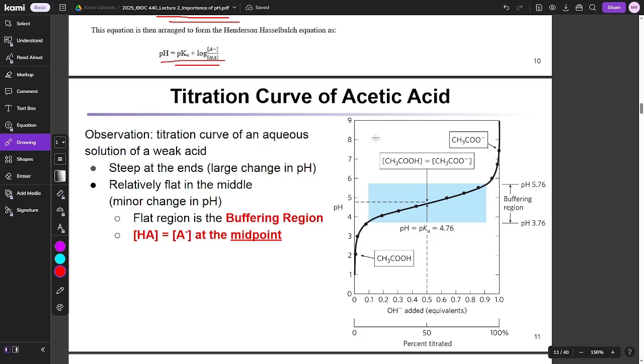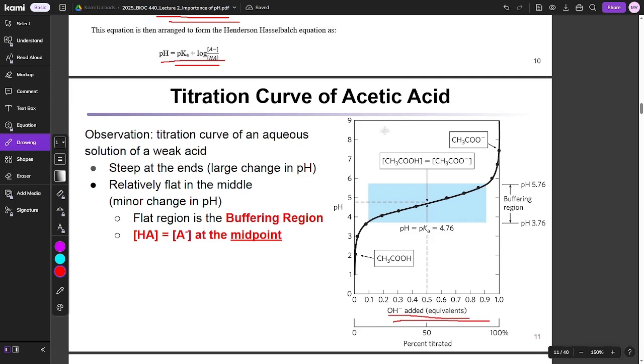Okay, here's the titration curve. For this titration curve, I talked about the midpoint and the equivalence point, and you can see here that we have equivalence on this x-axis. So this is kind of leading into what this equivalent is. If we look at what's described here, it's the titration curve of an aqueous solution of a weak acid or base, or in this case, a weak acid.